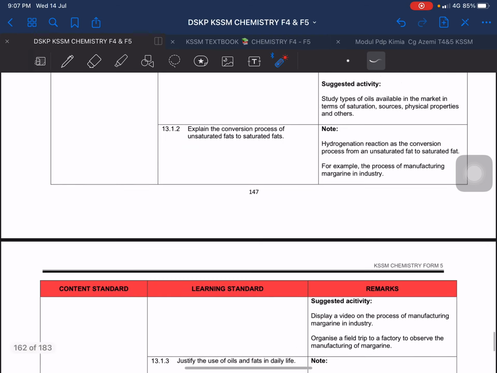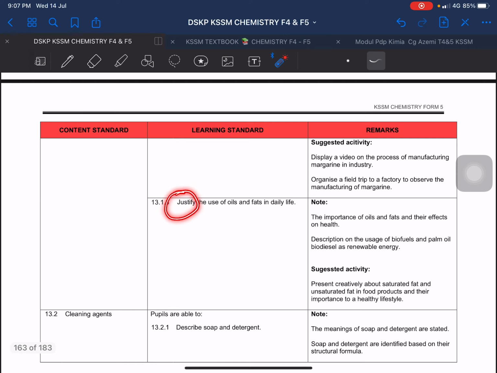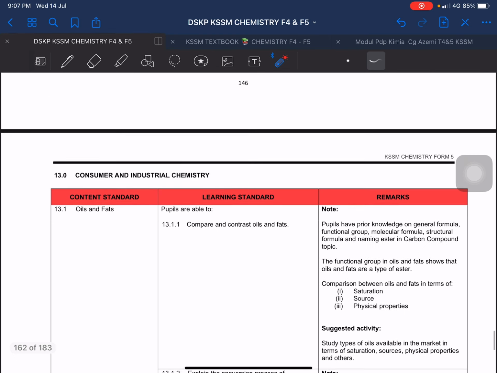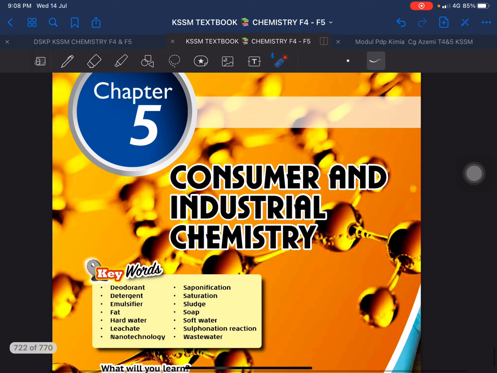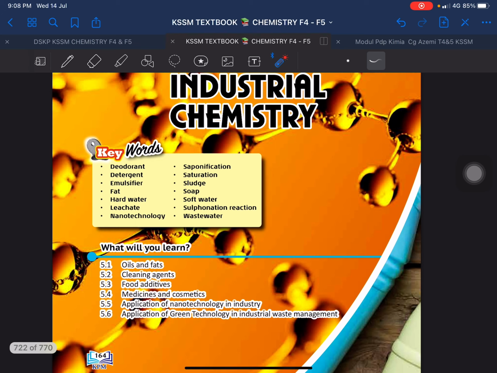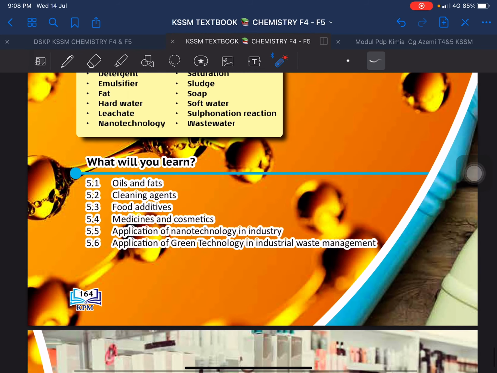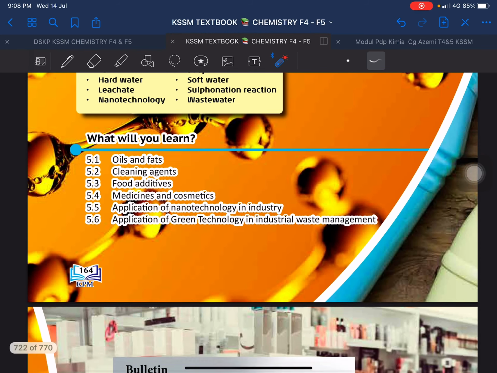Okay, so the point 2 that you're going to learn is about the conversion process. Macam mana menukarkan. Okay, and then justify the use of oils and fats in daily life. Yang suka pakai makeup itu ada oils di dalam makeup. So let's see. Consumer and industrial chemistry. So these are the keywords that you're going to learn. What will you learn? Okay, for now, oils and fats dulu.